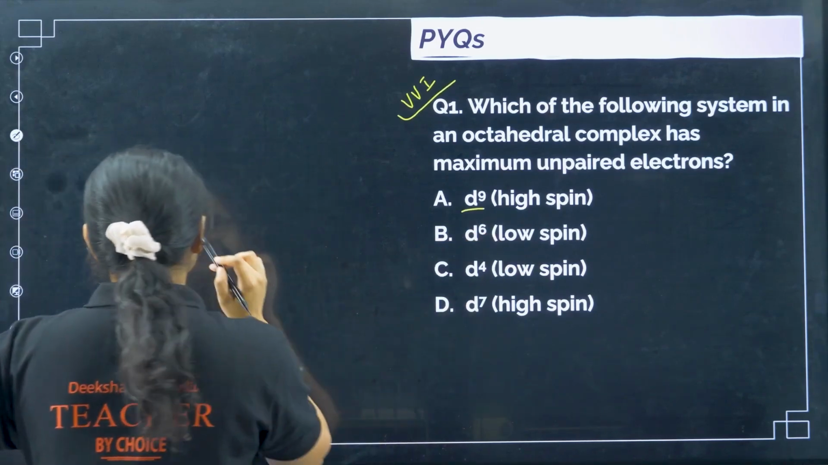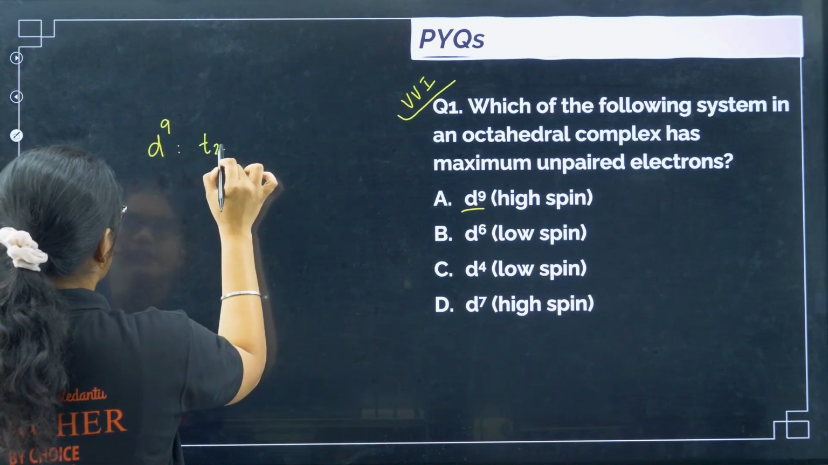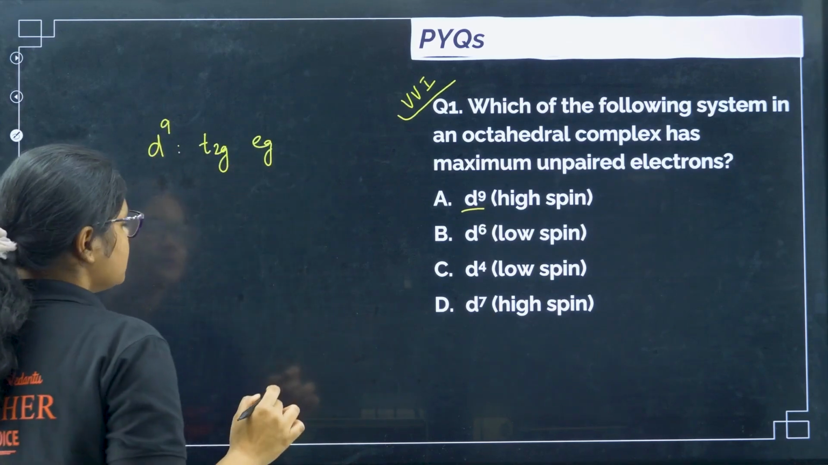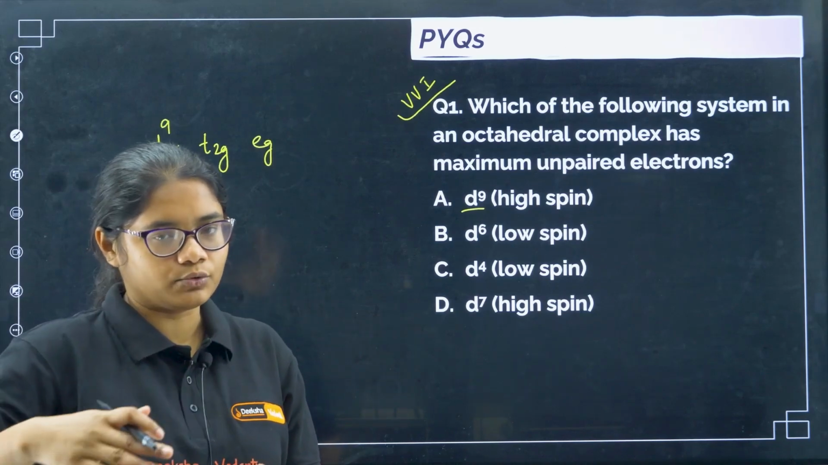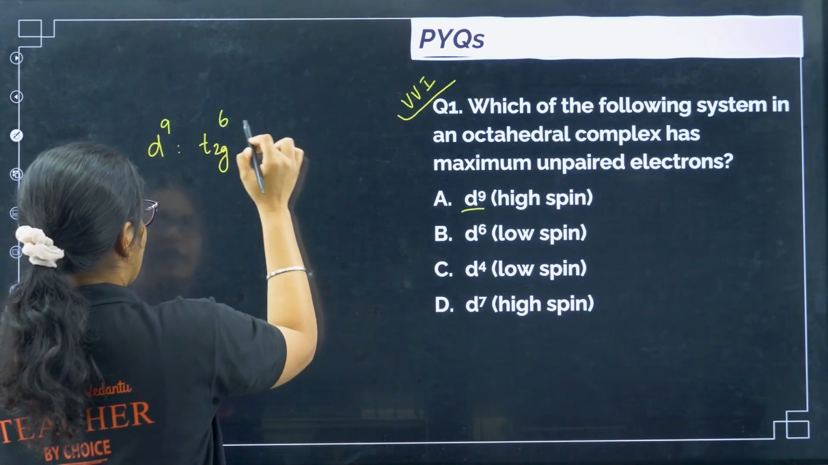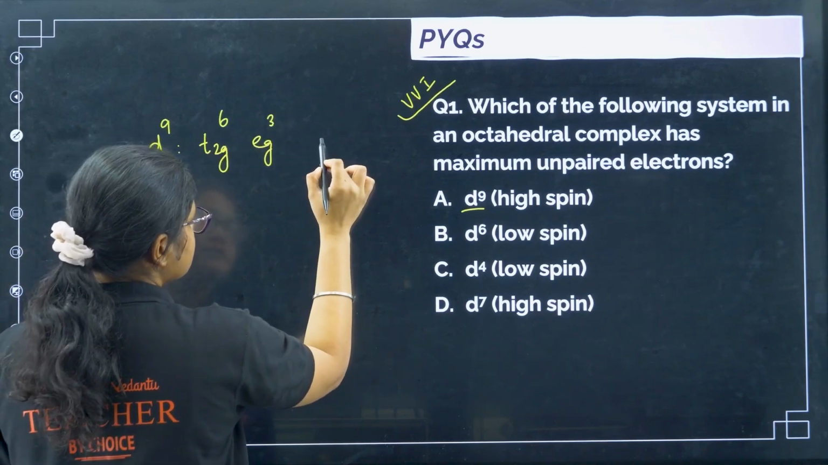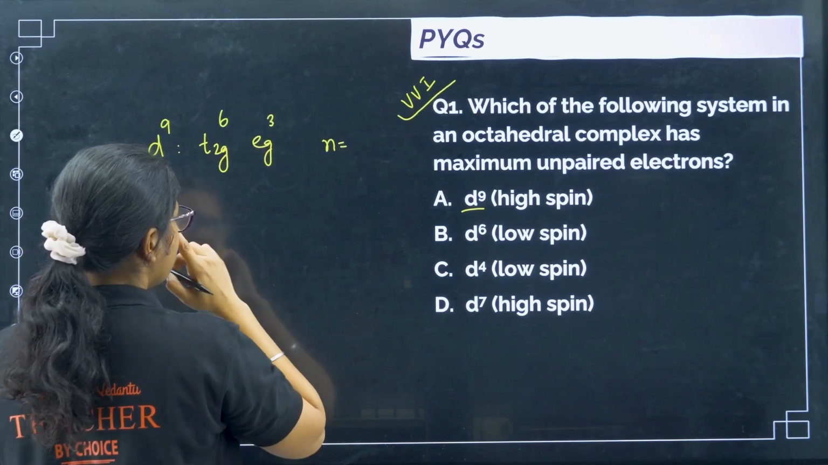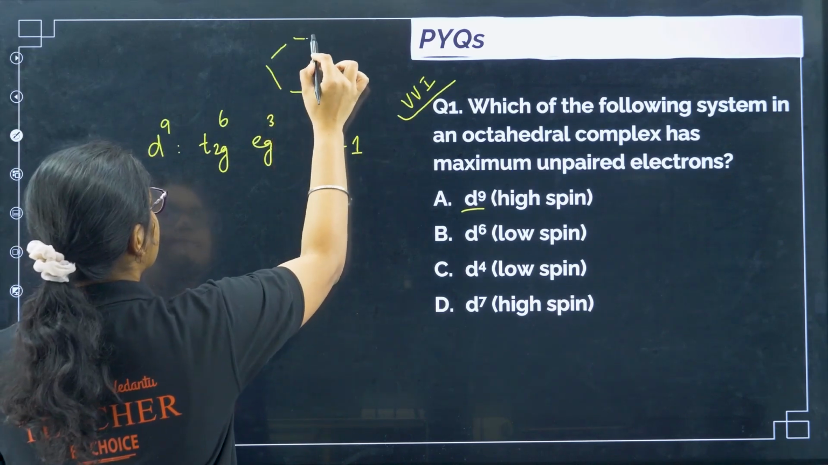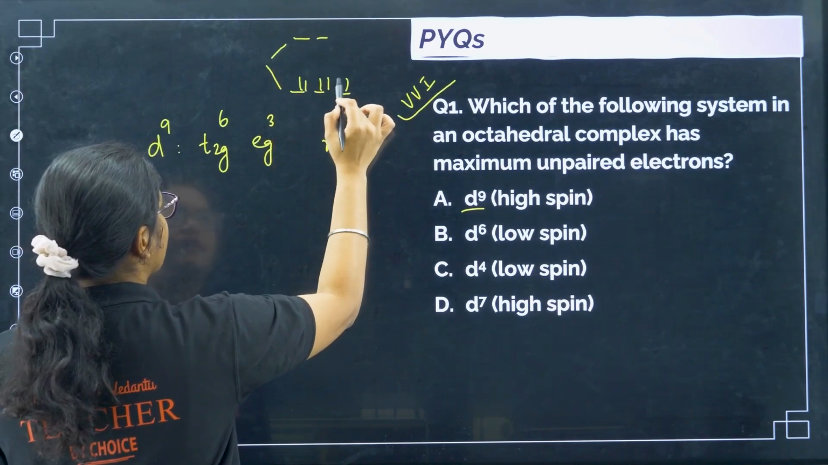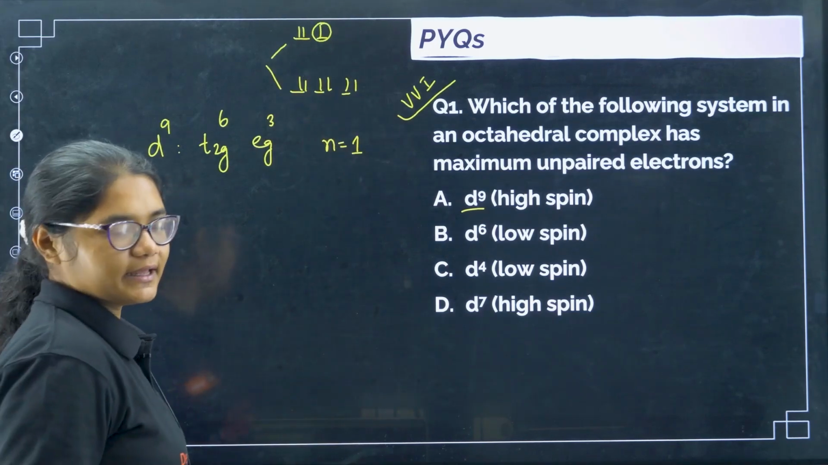D9. Okay, if I write the D9 configuration, it is T2G and EG, right? T2G down has 3 orbitals, so each orbital will occupy 2, so total 6 here, and EG will be 3 here, right? So how many unpaired electrons? Unpaired electrons here will be 1. If you just imagine like this, 1, 2, 3, 4, 5, 6, 7, 8, 9. So only 1 unpaired electron is there.